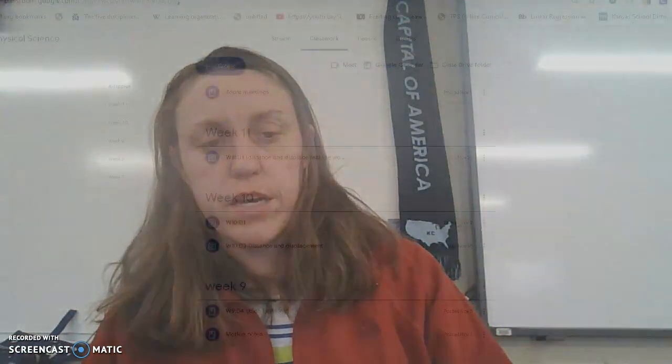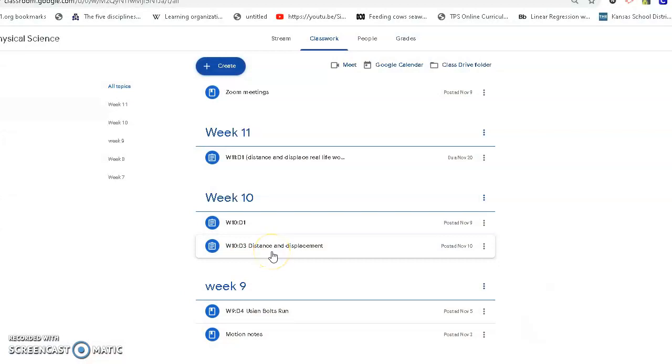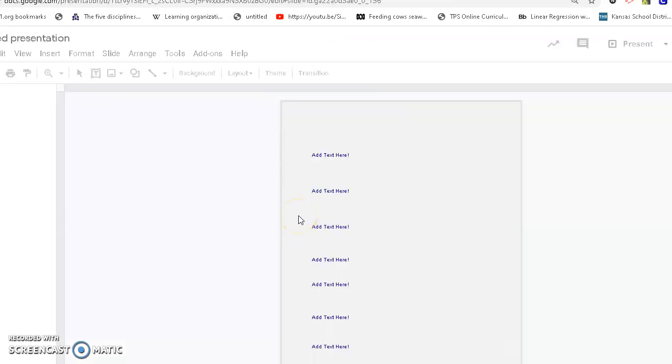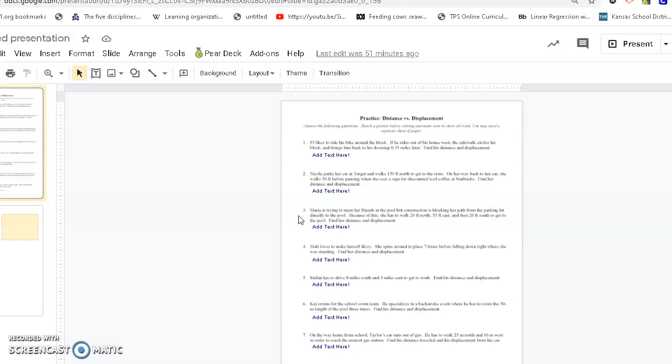For the example, I'm going to go ahead and switch screen. And this is week 11, day 1. Okay. So I'm going to start on number 2 because number 1 is a little tricky. So number 2, Nicole parks her car at Target and walks 150 feet north to go to the store. On her way back, she walks 50 feet before passing when she sees a sign for discounted coffee at Starbucks. Find her distance and her displacement.